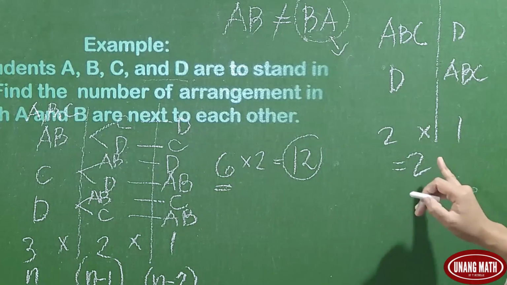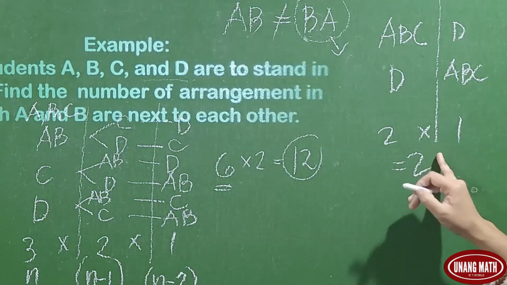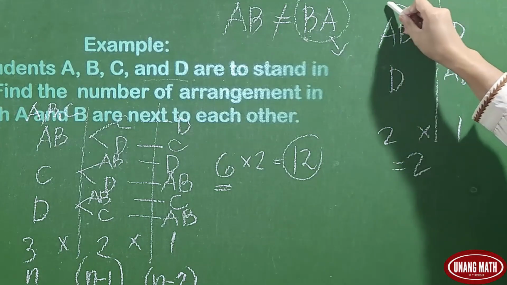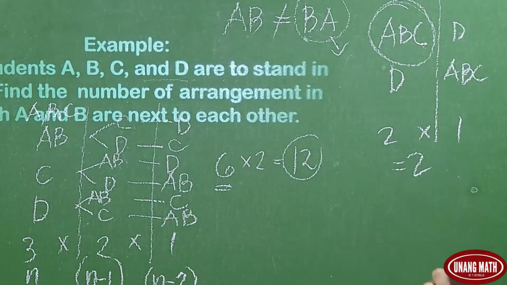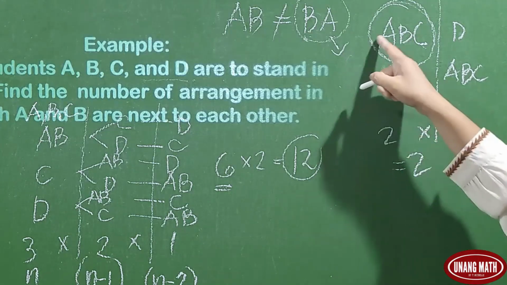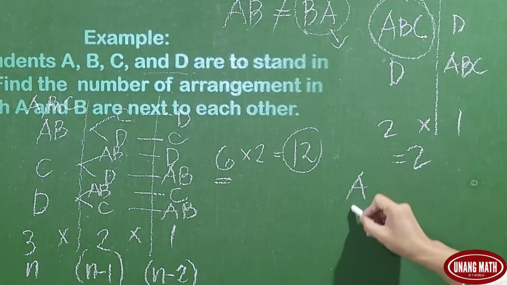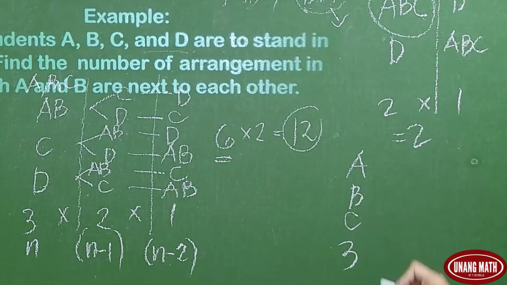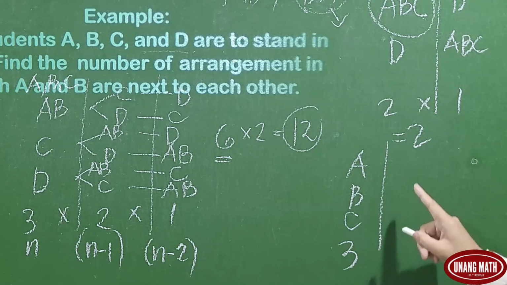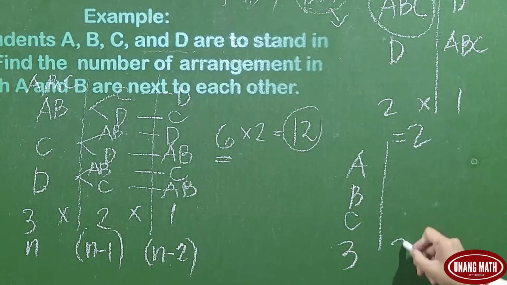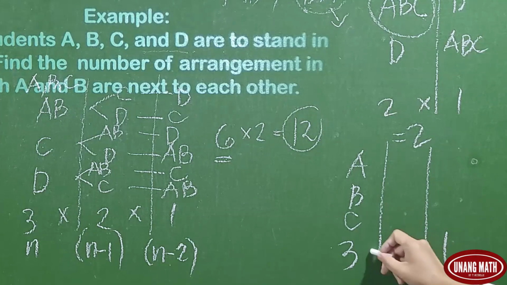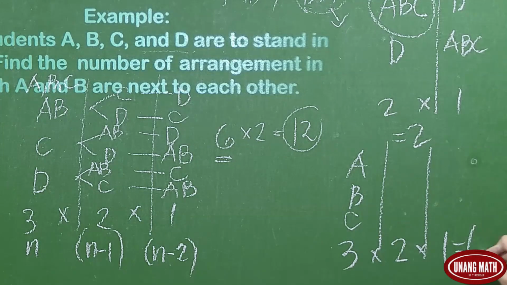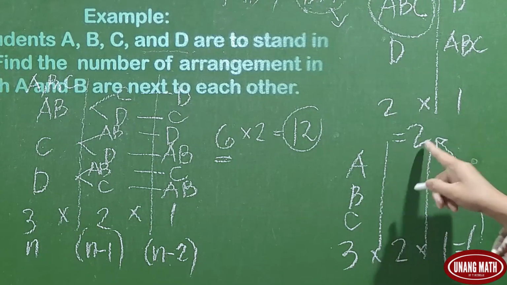Okay, now, this is not yet the final number of arrangements. What we have to do here is get the outcomes also for this group, A, B, C. So for A, B, C, we have 3 outcomes. In the next column, we have n minus 1, so 3 minus 1, we have 2. In the third column, it would be 3 minus 2, so it's 1. And then we multiply these, so we will get 6. So this 6 should be multiplied to this 2.